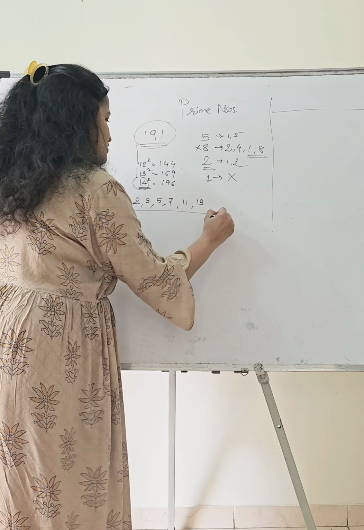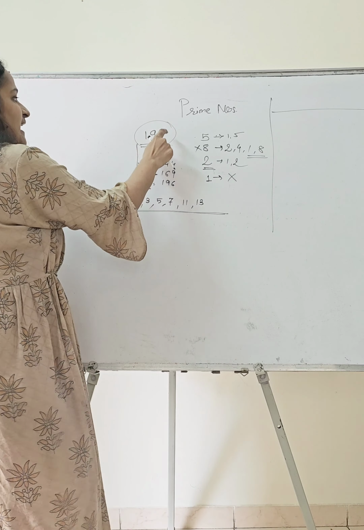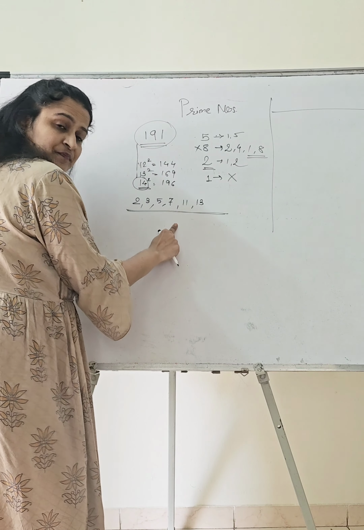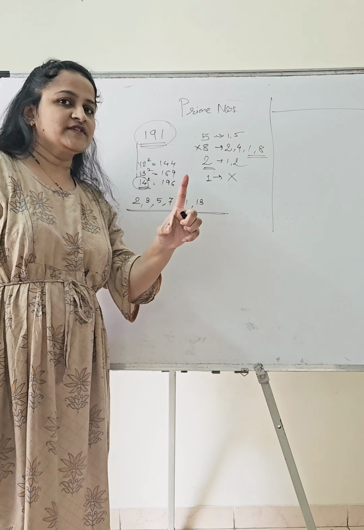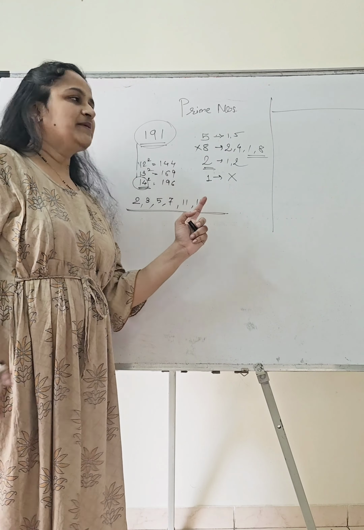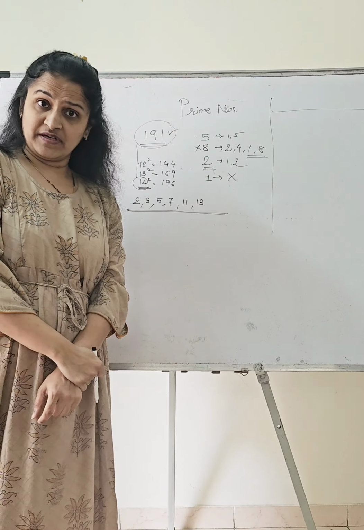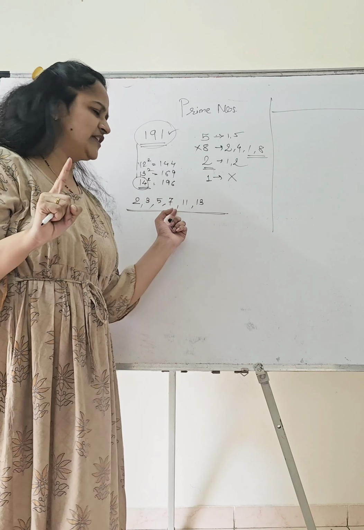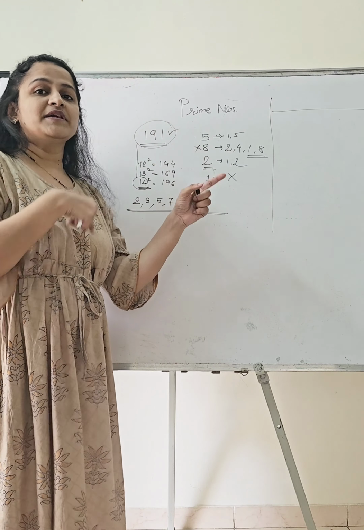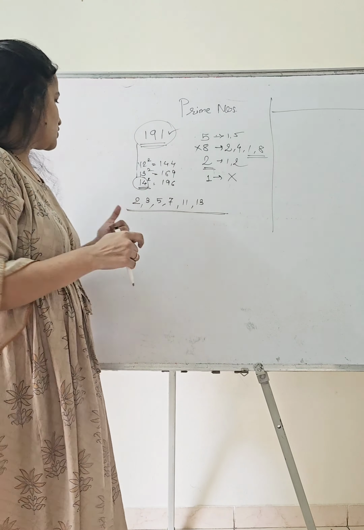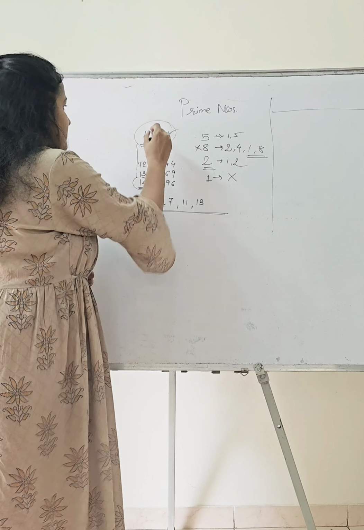Now you just have to check whether your 191 is divisible by these numbers or not. If your 191 is not divisible by any of these numbers, it means that 191 is also a prime number. If it is divisible by at least one of these numbers, then it is non-prime, meaning it is a composite number. Clear? So you check: it is not divisible by 2, it is not divisible by 3.